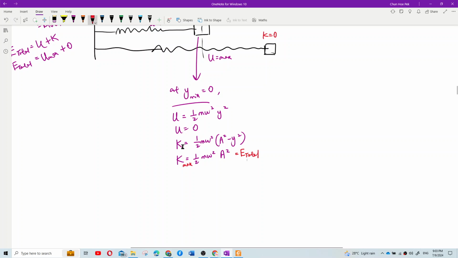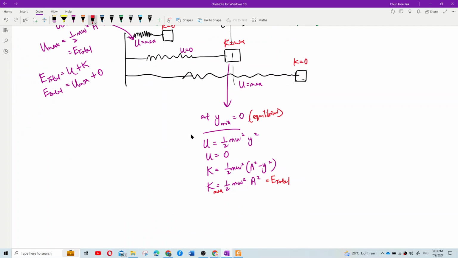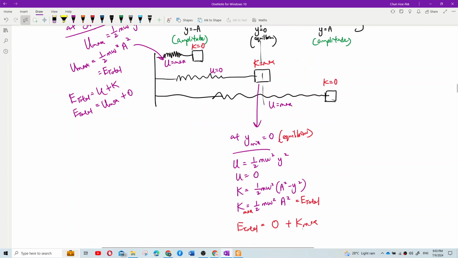So masa di equilibrium, when y equal to 0, that means it is at equilibrium. So at equilibrium dia punya U dia adalah kosong, tapi K dia maksimum. Nampak tak kelas? Let me see your hand. Whether do you understand kelas?